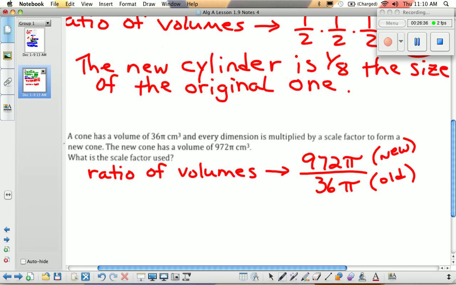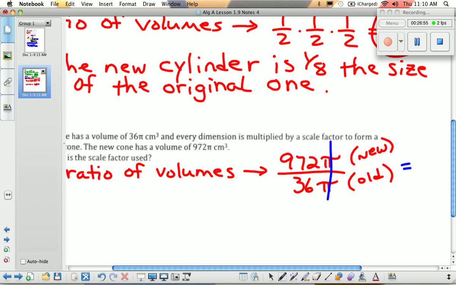Don't worry about those pi's in there, because there's one upstairs and there's one downstairs, and there's multiplication going on upstairs and there's multiplication going on downstairs. So what do you think we can do with those pi's? Cancel them out. We can be like, see ya. And now we can divide 972 by 36. 27. So we just found the ratio of volume.